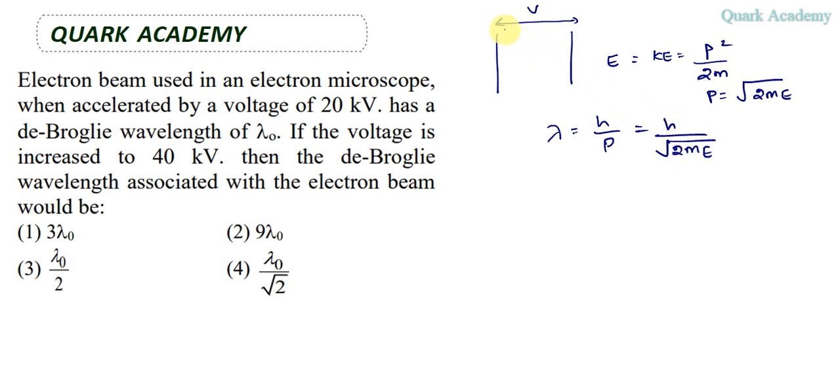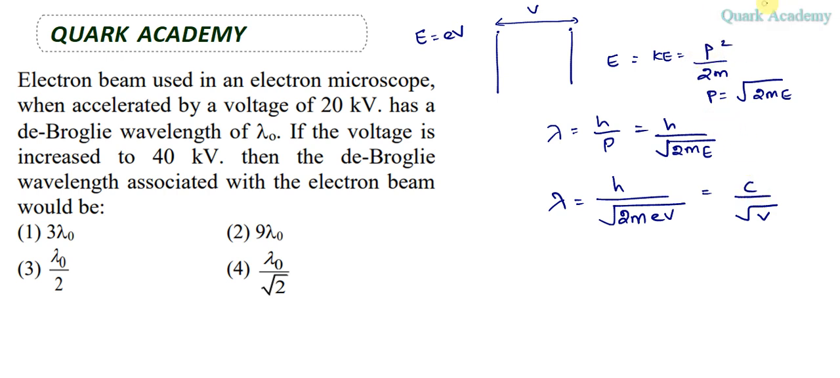Here, the energy is given by the potential difference and the charge. So I can write energy E equal to eV, where e is the charge of the electron, V is the potential difference. So our lambda is becoming h by under root 2meV. Here, h, 2m, e, everything is constant except this V. So I can write this as C by root V, where C is some constant. It's not the speed of light, it is some constant.